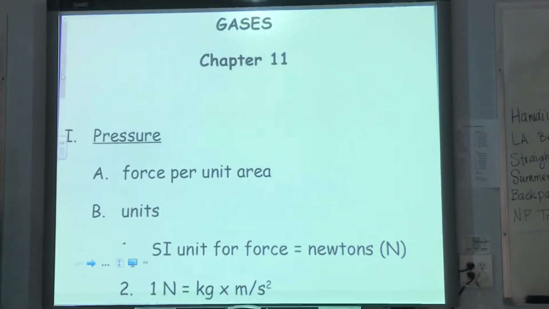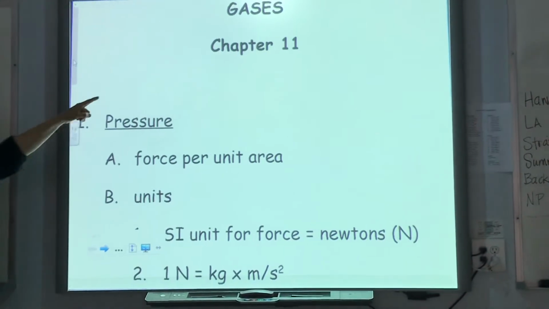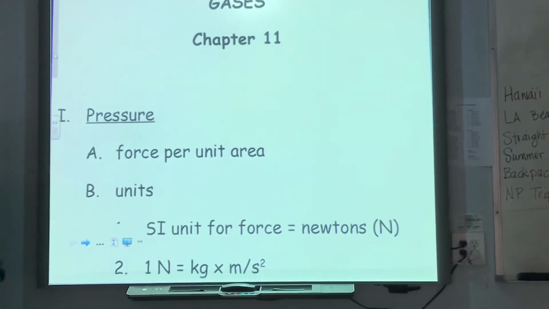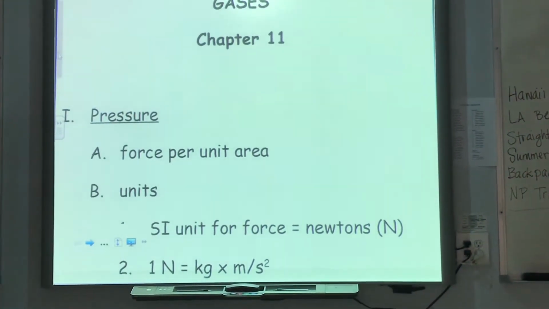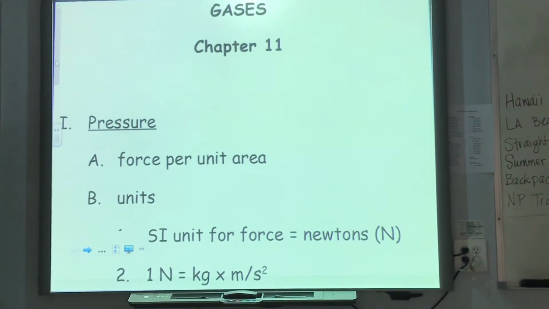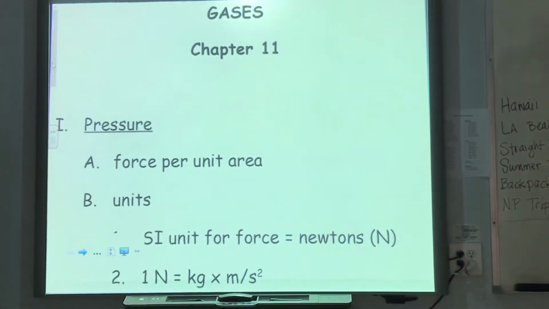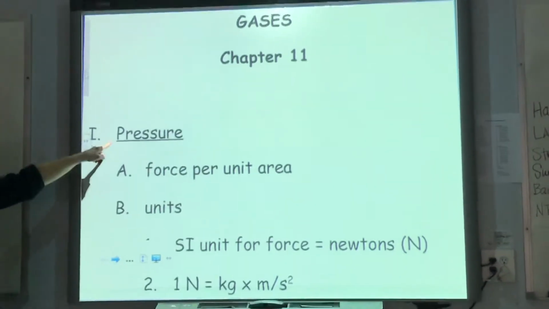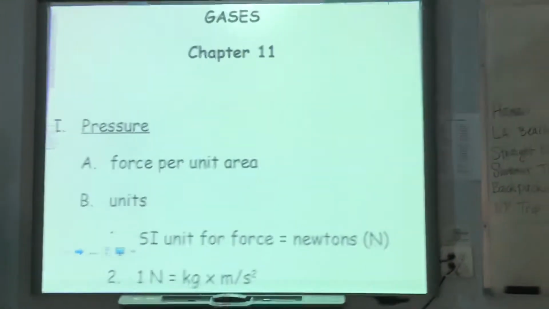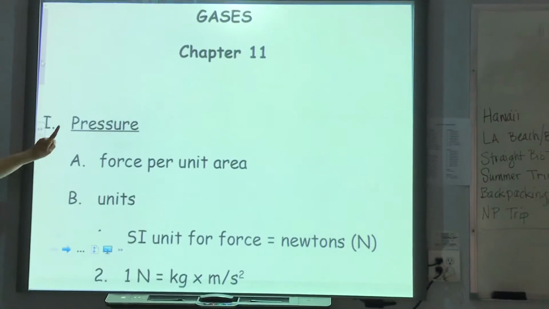Chemistry. The last chapter of chemistry for the year is chapter 11. It's about gases. This will be the information and material which you will need to know for your final. All right, in order to study gases, you have to understand this word right here, and that word is pressure.